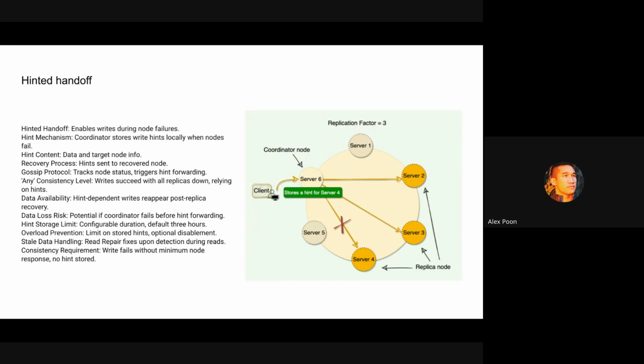Cassandra can issue a read repair when it sees stale data. We'll go through this while discussing the read path. Last, there's one thing to remember. When the cluster cannot meet the consistency level specified by the client, Cassandra fails the write request and does not store a hint.